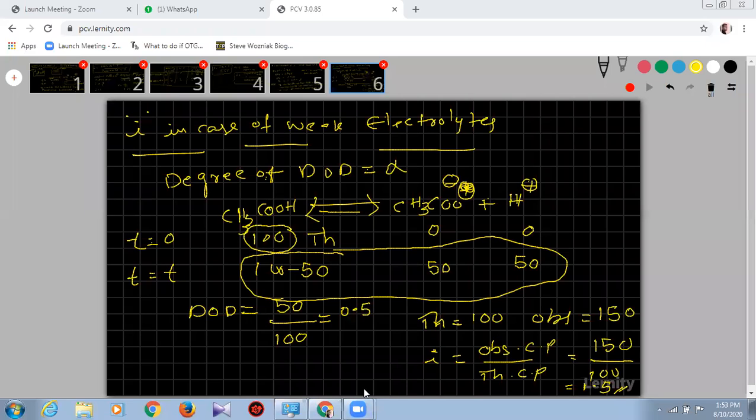Someone is asking how 150? 100 minus 50 is 50, the leftover acetic acid molecules. Out of 100, 50 were dissociated, so 50 are left over. And the 50 dissociated give 50 acetate ions and 50 H plus ions. Colligative properties are number dependent properties. The number here is 50, 50 and 50. So at the end you find 50 plus 50 plus 50, that is 150. That's why we observe it.